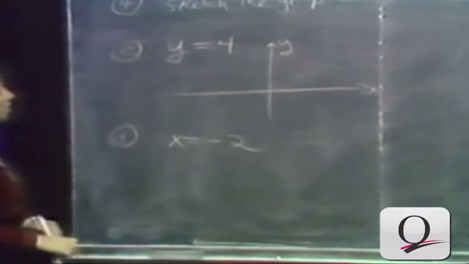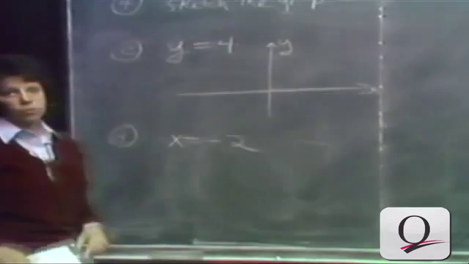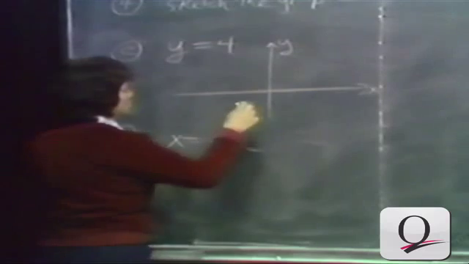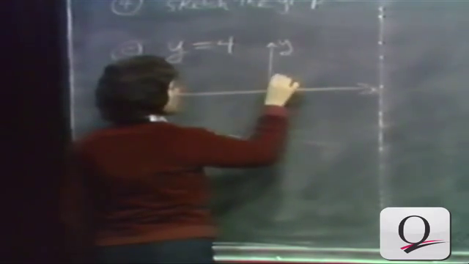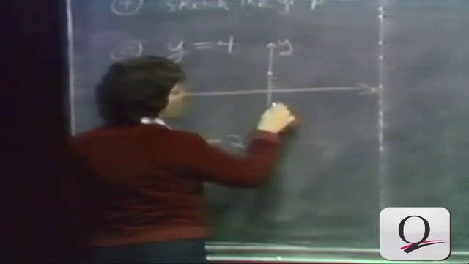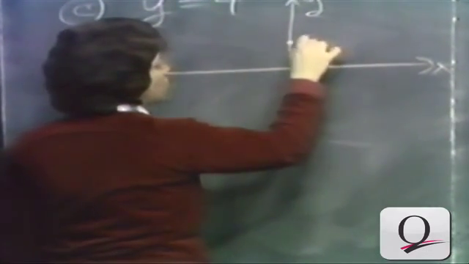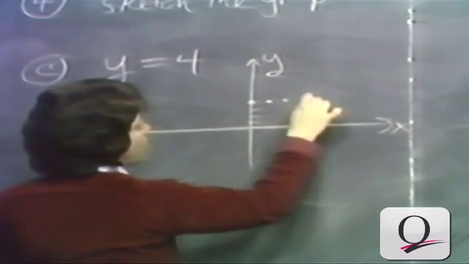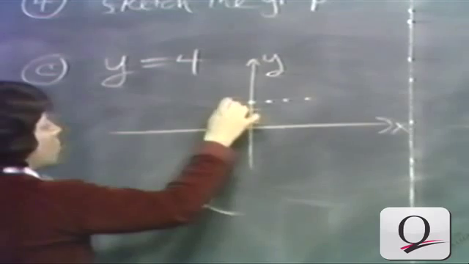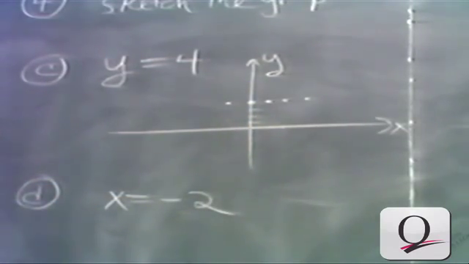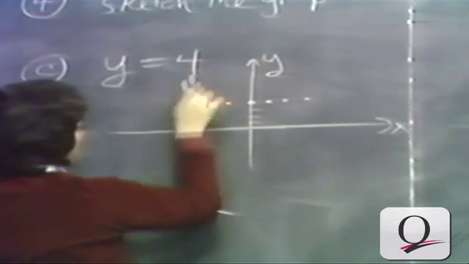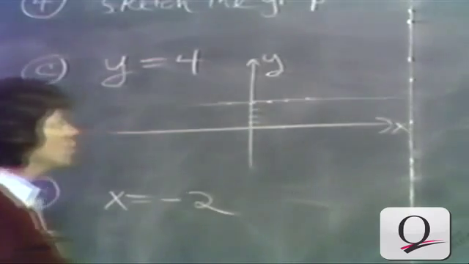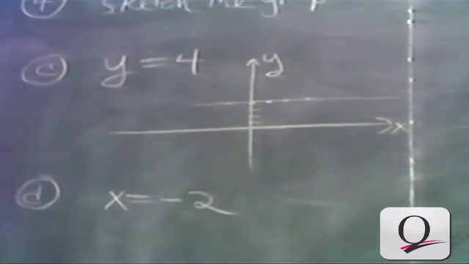To find points on this graph, they're all going to have y equals 4. The x value can be anything at all. So for example, we could have x equals 0, y equals 4, which would be here, 0, 4. We could have x equals 1, y equals 4, which would be over here. x equals 2, y equals 4. x equals 3, y equals 4. x equals minus 1, y equals 4. Okay, all points that have the y coordinate equal to 4 are located on a horizontal line 4 units above the x-axis.